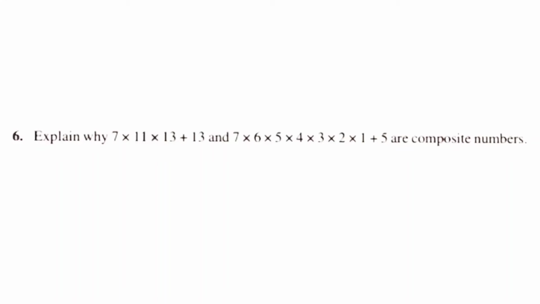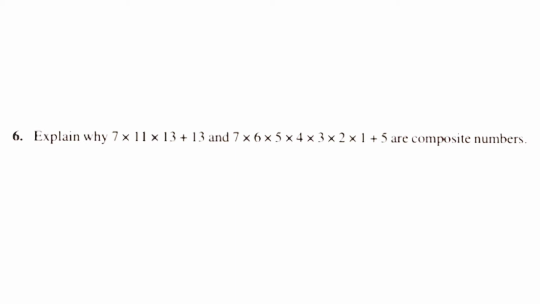Hi viewers, now we discuss the topic exercise 1.2, sixth question. Explain why 7 into 11 into 13 plus 13 and 7 into 6 into 5 into 4 into 3 into 2 into 1 plus 5 are composite numbers.